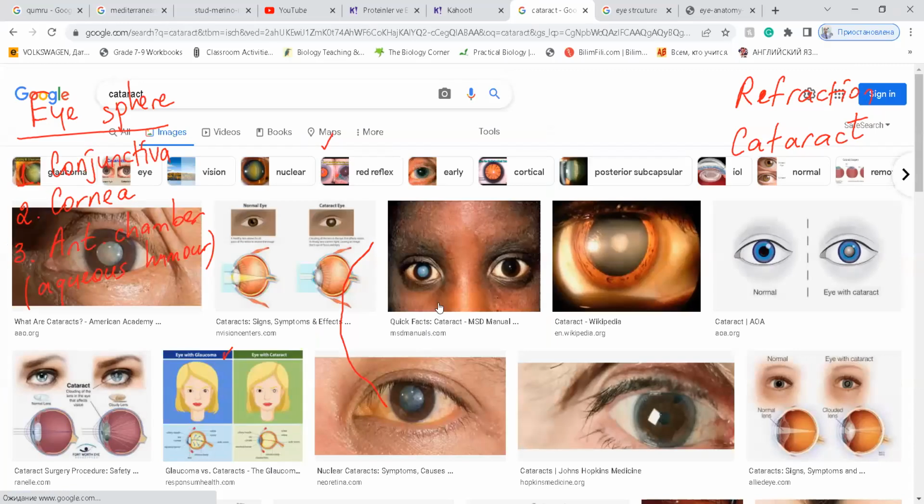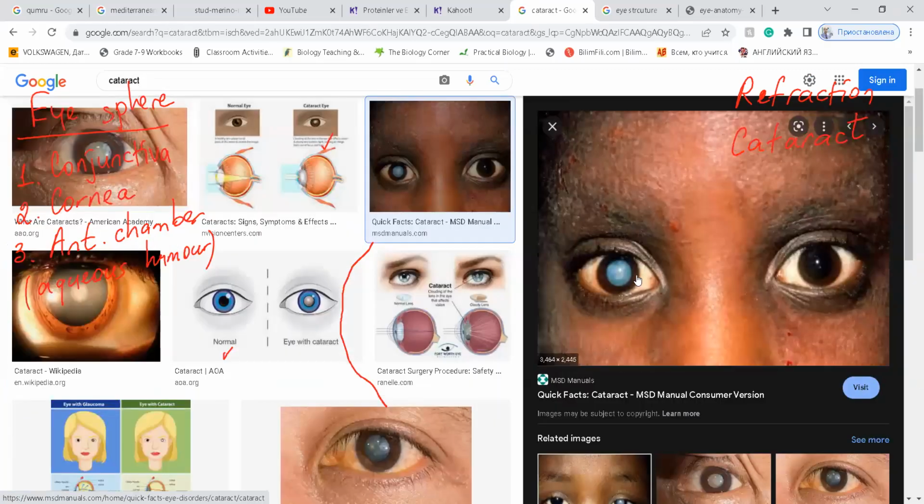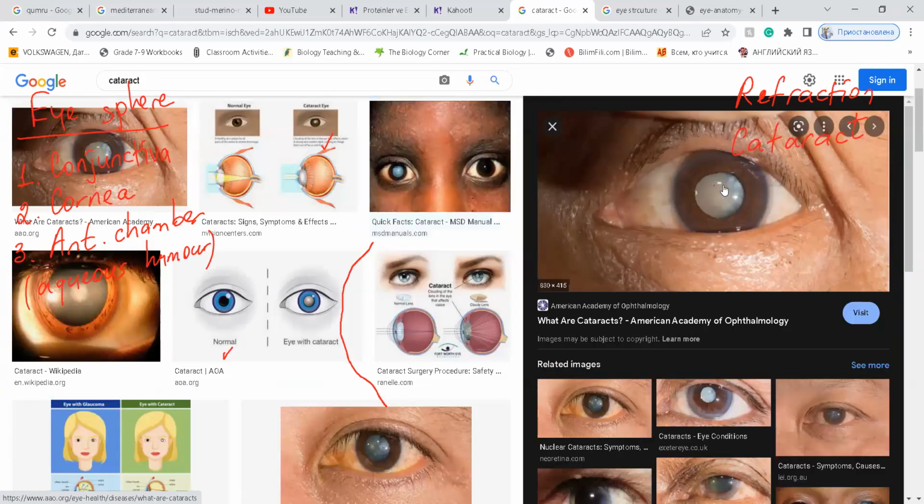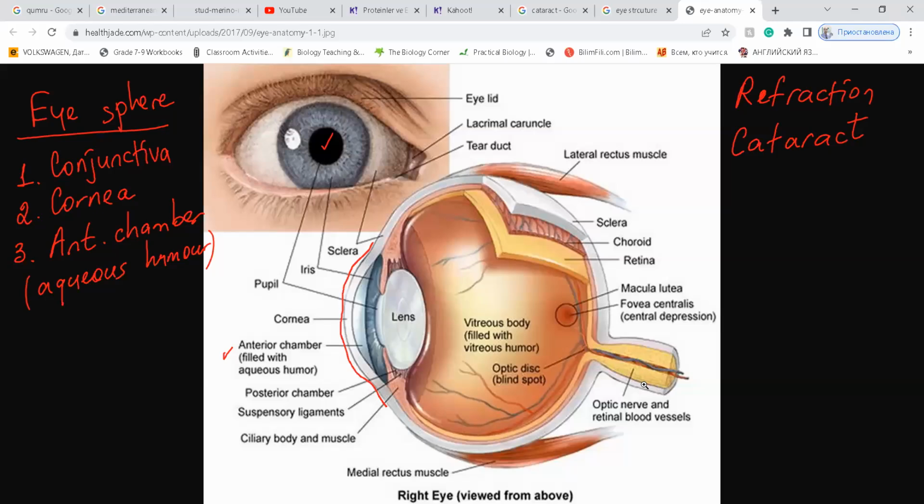So this condition, guys. This is cataract. Cataract is generally related with a problem in metabolism, let's say, or aging. So this is known as cataract. Then, under the anterior chamber, the aqueous humor, we will have a special layer known as the iris, guys.